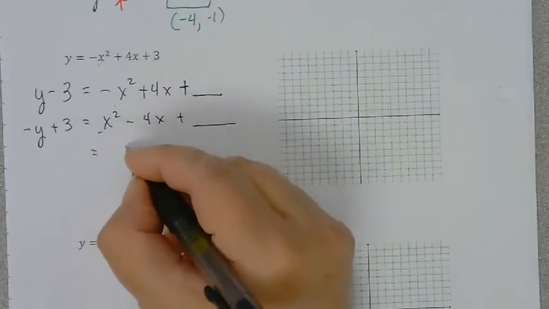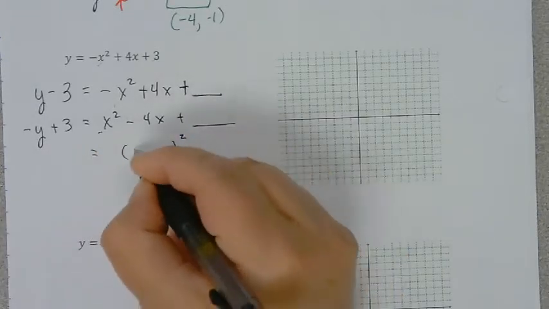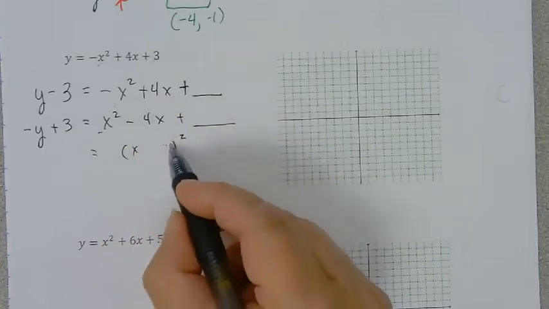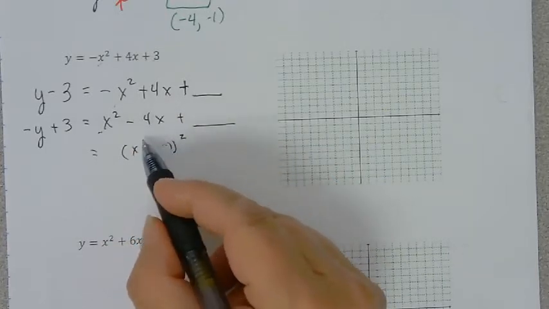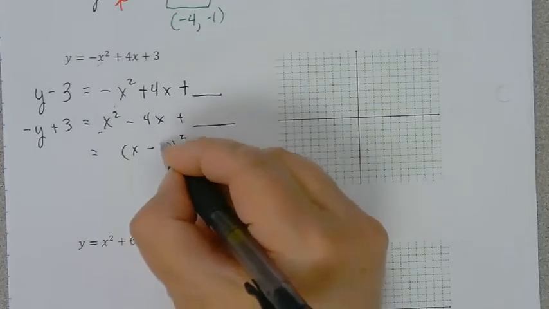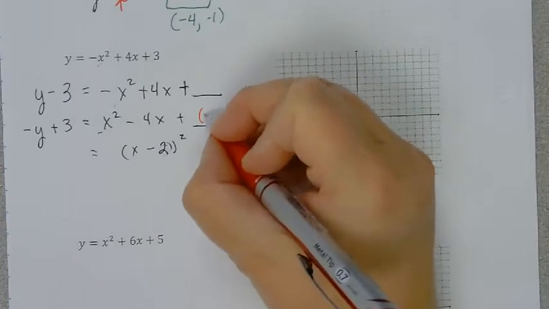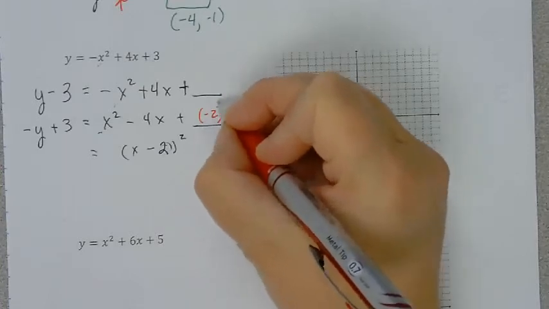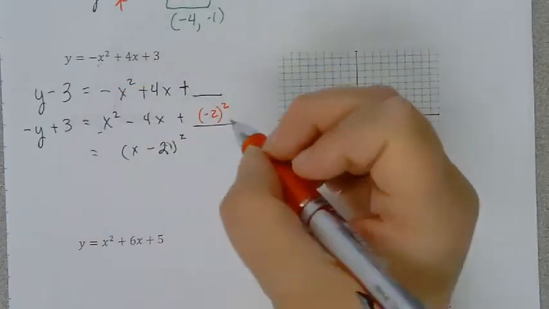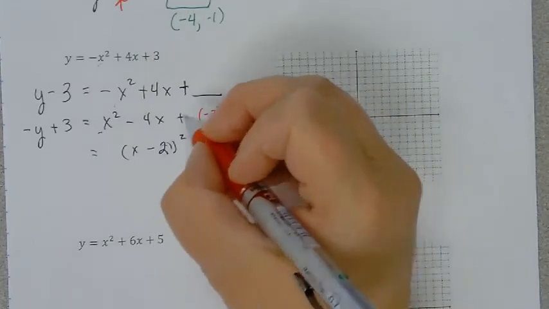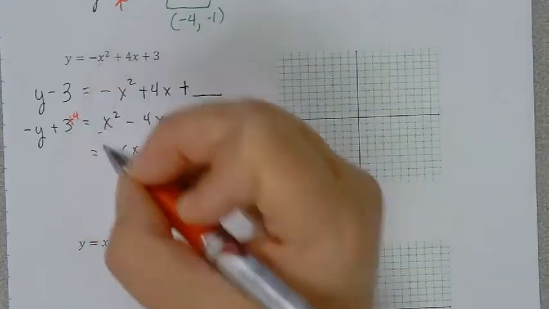So I want this side to be something squared. And the number that goes right here is half of that number. So half of negative 4 is negative 2. The number I add to both sides is negative 2 squared. So since I added it to this side, I have to go add it to this side. And negative 2 squared is 4, so I'm actually adding 4 to both sides.